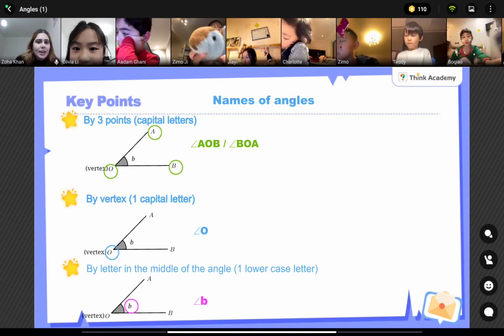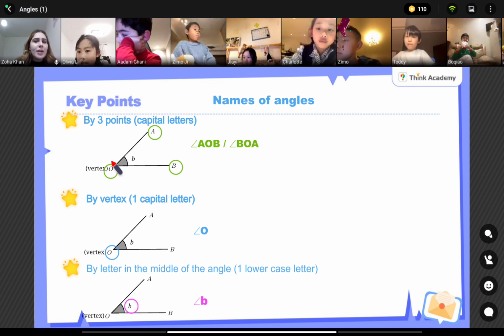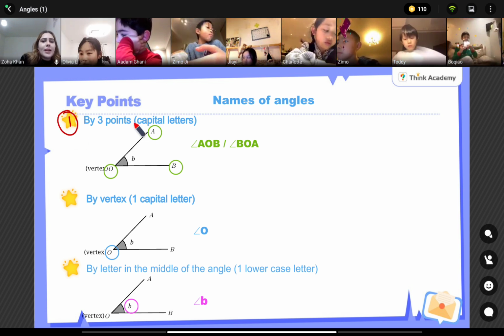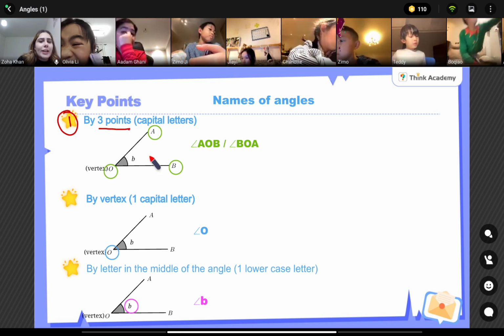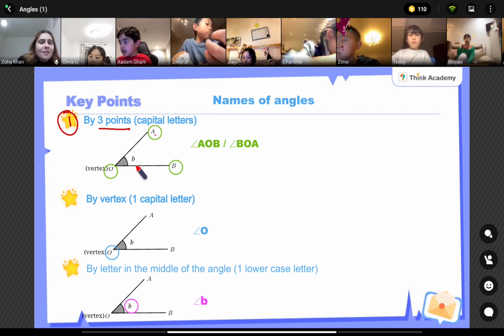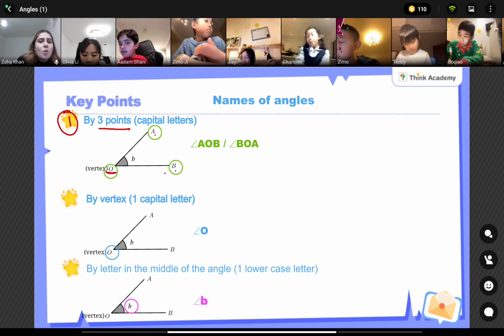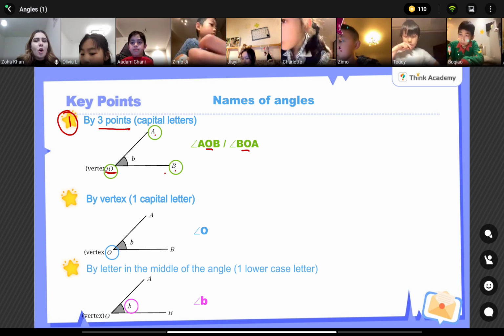All right. So everyone, let's have a look at the key points. So we've got 3 ways to name the angle. The first one is by 3 points. Okay, remember, all of those have to be capital letters. So we can have AOB or BOA. Remember, vertex is always going to be in the middle. Okay, so that's why you've got O in the middle.